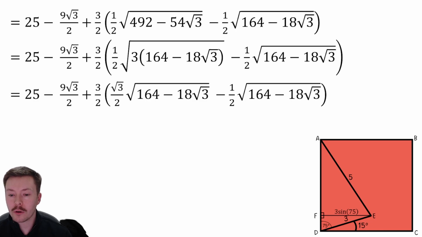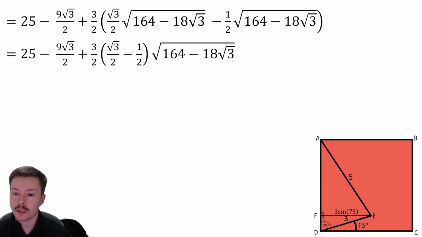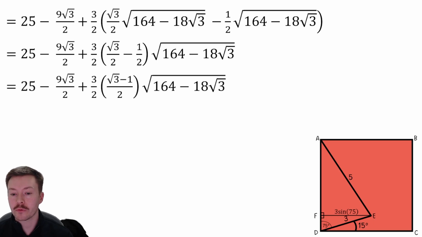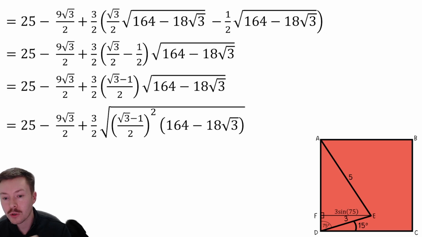Okay, now I can factorise the square root of 164 minus 18 root 3. And that gives me this. Root 3 over 2 minus a half times root (164 minus 18 root 3), which simplifies to (root 3 minus 1) over 2 times that square root again, 164 minus 18 root 3. From there, I want to put that back inside the square root. So in order to do that, I've got to square it. So I square (root 3 minus 1) over 2, and I've got to times it, once I've squared it, by that 164 minus 18 root 3 that I keep repeating.